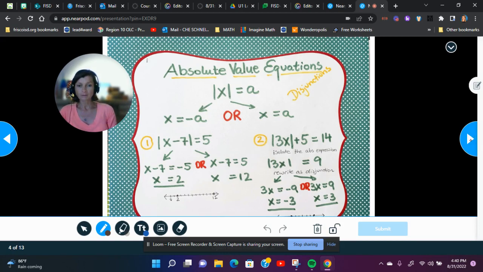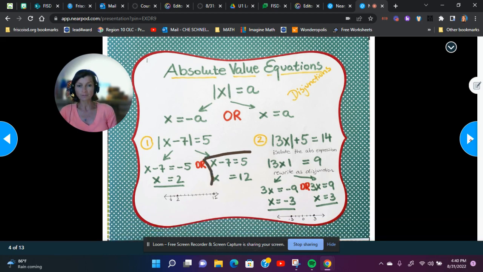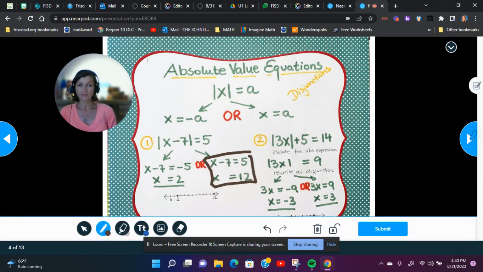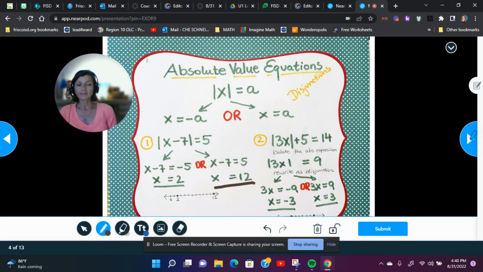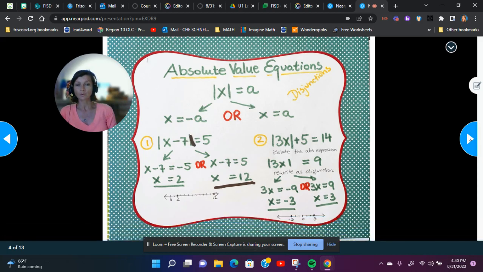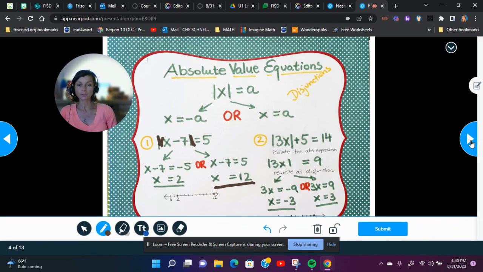So one, I'll keep as is. This first one is kept as is, and I just drop the absolute value bars. x minus 7 equals 5. Solve for x, and you get x is 12. And then the other one, you keep the left side, and you change the right side to its opposite. In order to drop the absolute value bars, in order for these to go away, you have to change the outcome to its opposite and see what happens.